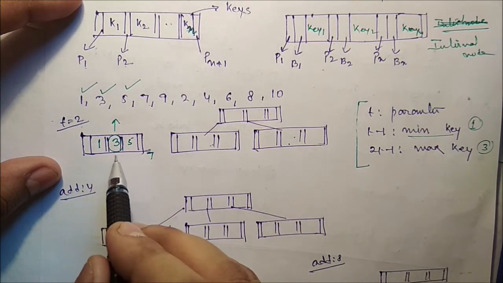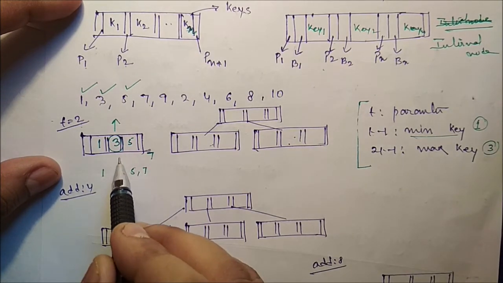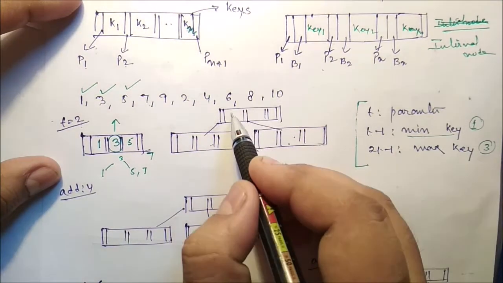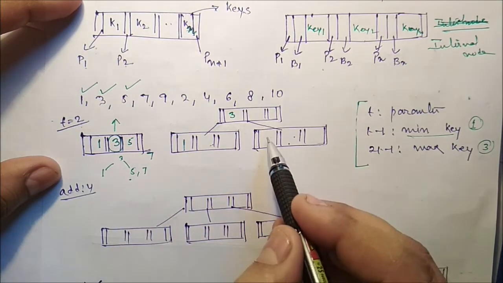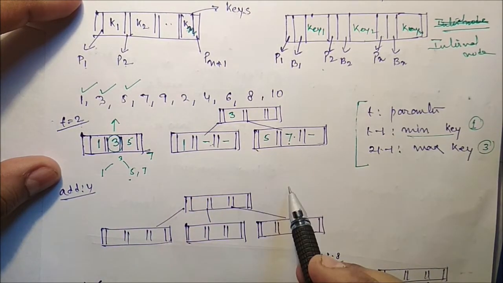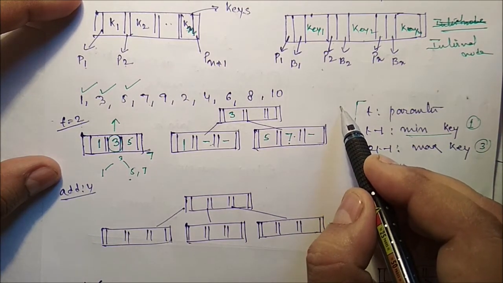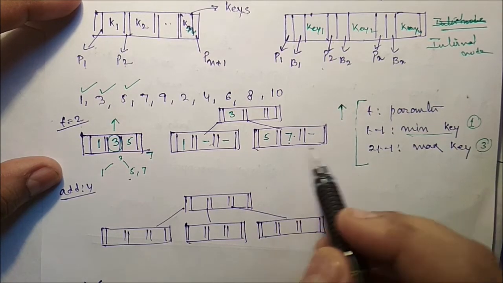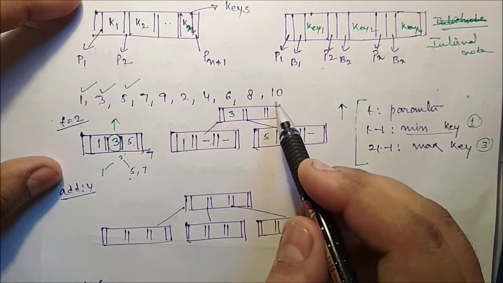So we have to split this node into two parts, 1, 5 and 7, and the root is 3. That means the value 3 should be here, 1 should be here, and in the right part the keys should be 5 and 7. Are you getting this? So the tree height is increasing from bottom to up. Initially it is level 0, a root node, and now it moves in the upward direction.